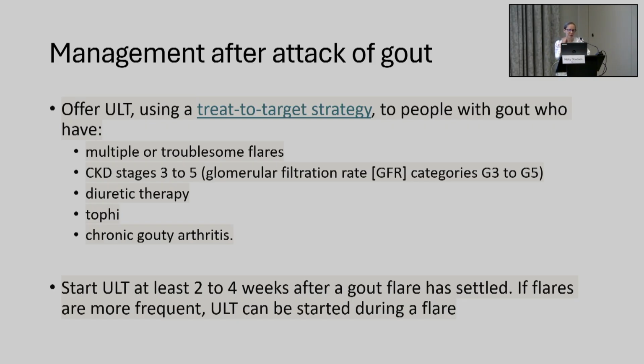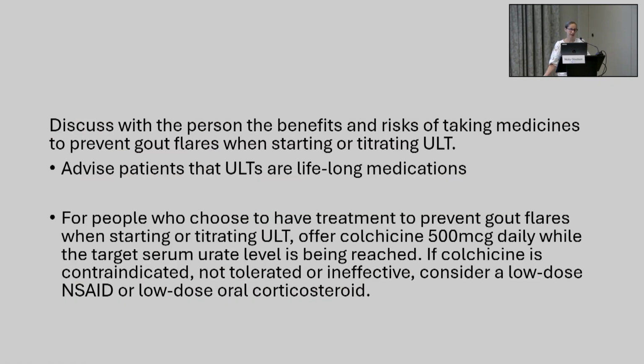The NICE guidelines recommend starting urate-lowering therapy 2 to 4 weeks after a gout flare has settled. I would often start it at the gout flare, but I would add prophylactic treatment to prevent worsening of the gout flare. You've got the patient, certainly in hospital, in front of us. They're experiencing the awful pain. They're much more likely to take a medication to prevent a further attack at that point. Catching up with them in the future, often we don't see them again until their next flare.